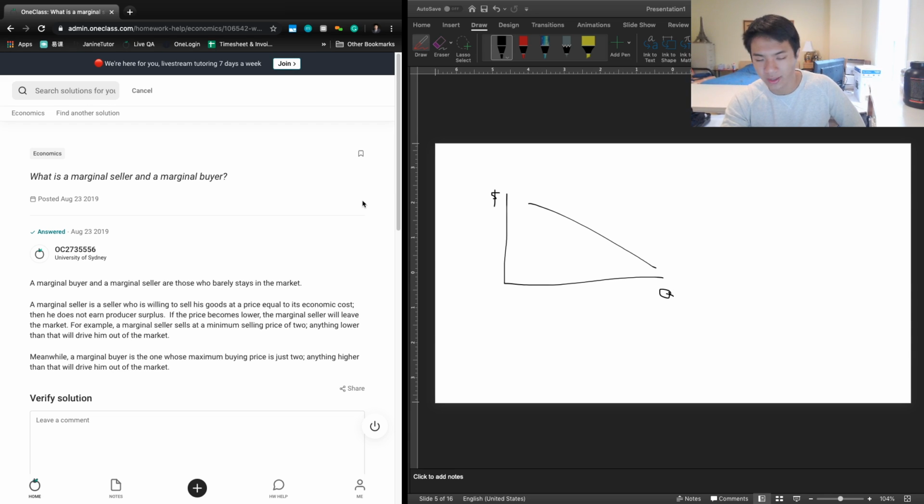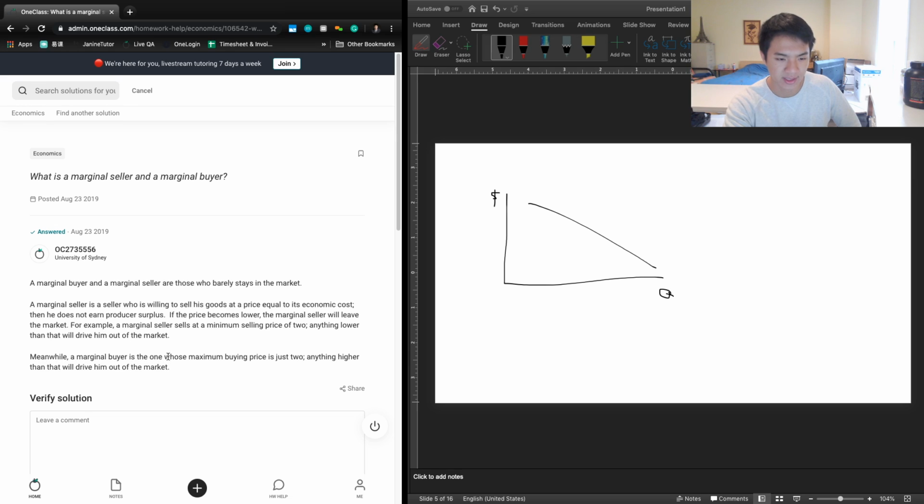And that's the person who, again, earns no consumer surplus from buying this good because the current price is his exact willingness to pay. And so everybody else who's buying might be willing to pay more, but this marginal buyer is the last person who entered the market at this price point. So that's what the marginal seller and marginal buyer refer to.